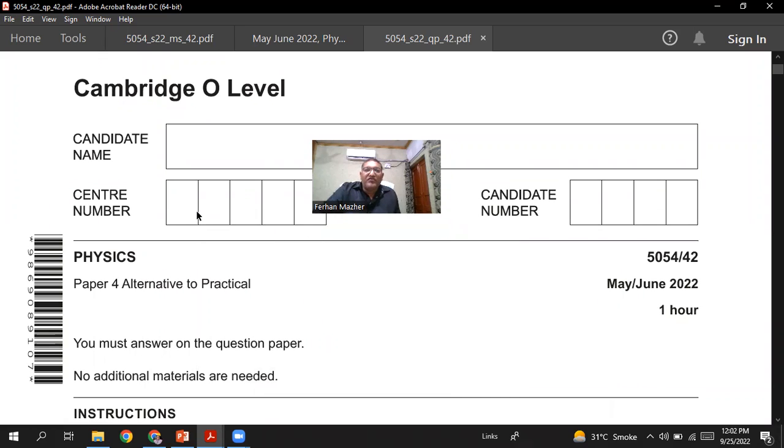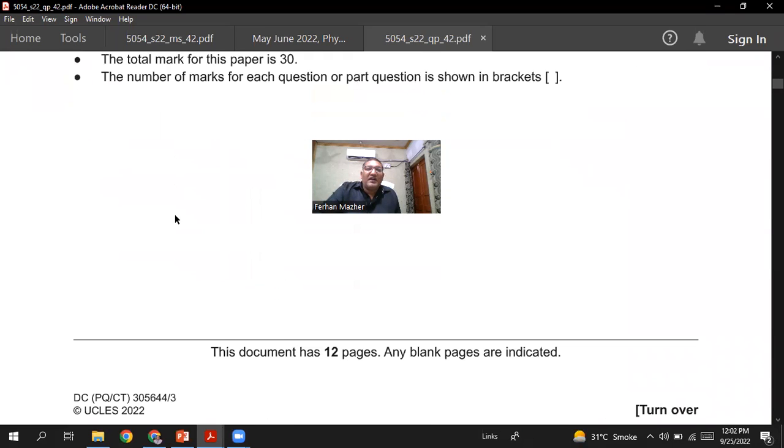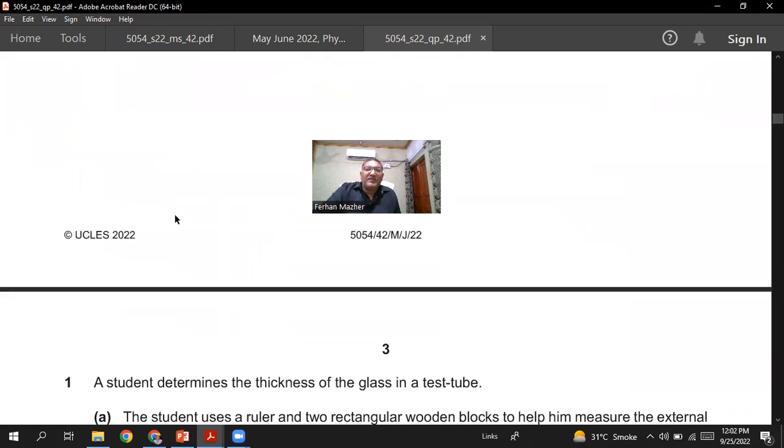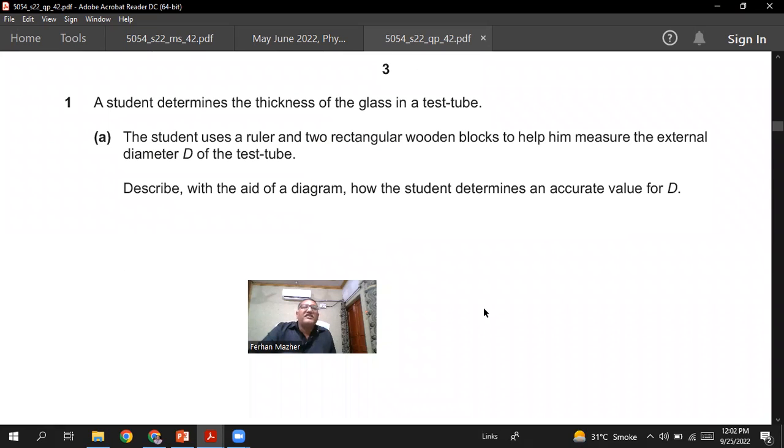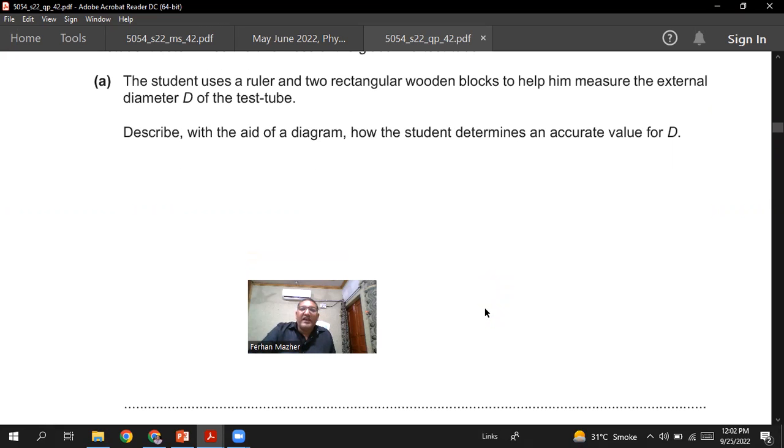May-June 2022 4-2 paper. We call it paper 4, alternative to practical, or ATP. 1 hour time is allowed. And here we go to the first question. The question is, a student determines the thickness of the glass in a test tube. The student uses a ruler and two rectangular wooden blocks to help him measure the external diameter, capital D, of the test tube. Describe with the aid of a diagram how the student determines an accurate value for D.